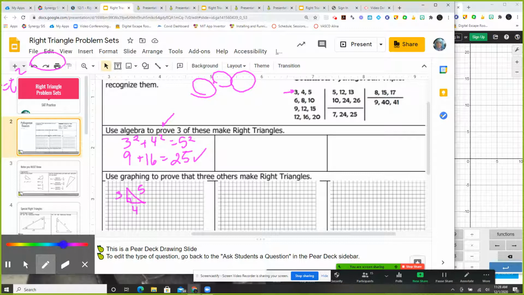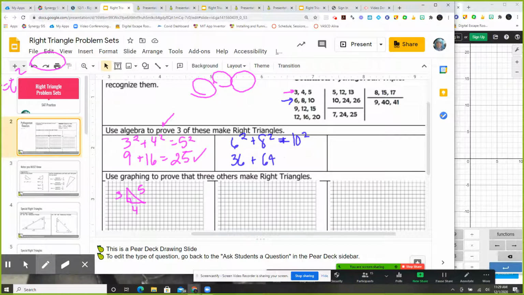So what's another example I could do for Pythagorean theorem? What's another triple? 6, 8, 10. All I do for 6, 8, 10 is double it, right? 6 squared plus 8 squared, oops, that's an equal sign, 10 squared. So 6 squared is 36, and 8 squared is 64, and 10 squared is 100. Does that work? Yeah, 36 plus 64 equals 100, so that works.